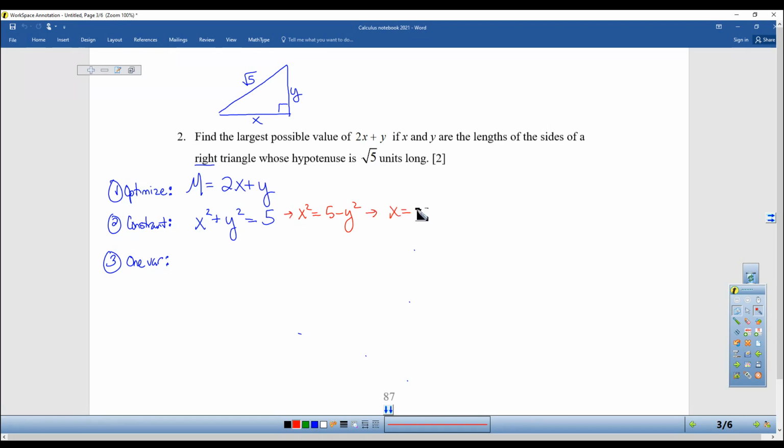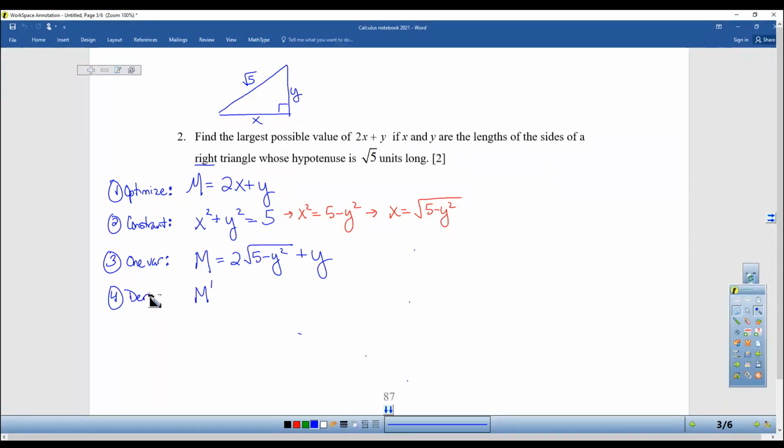x is equal to the square root. Now normally I would want you to put plus or minus, but x is the length of the side, so it's definitely going to be positive. And now I'm going to make my m equation, that's always the goal, to go back to your original equation and rewrite it so that it only has one variable. Step 4, take the derivative. Make sure you label it.